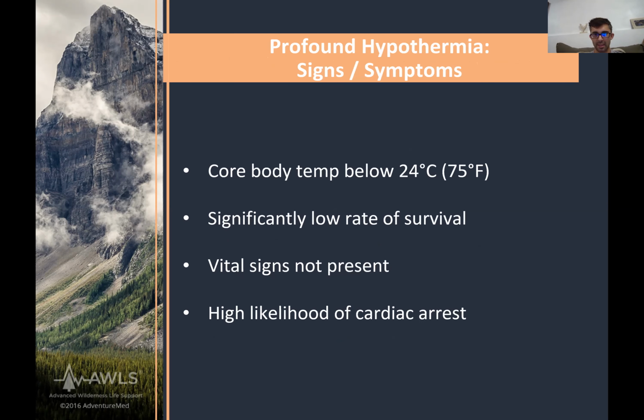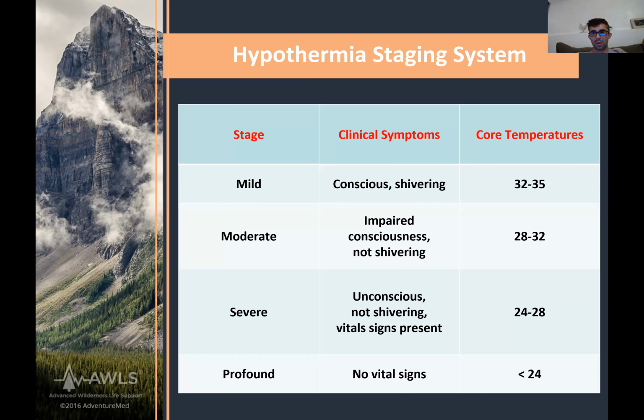Profound is any core body temp under 24 Celsius. Very, very low rate of survival. They will basically look lifeless, with a high possibility of cardiac arrest. It's called the modified Swiss hypothermia staging system. It's kind of just breaking it down easier, from mild to profound hypothermia. It's basically trying to go based on just clinical symptoms. Obviously, you're not going to have a rectal temperature probe in the wilderness setting, most likely.